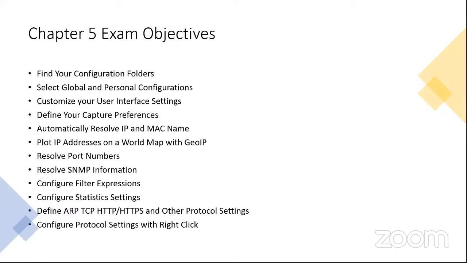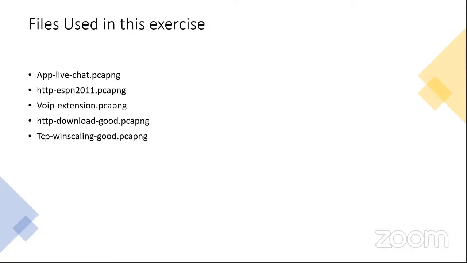So chapter 5, exam objectives. Chapter 5 is talking about defining global and personal preferences. Again, this is about making it so that when you log in, you don't have to do a lot of configuration. We'll be talking about those, and there are a couple of trace files that we'll be using in this exercise. You can find those exercises in the Google Drive.